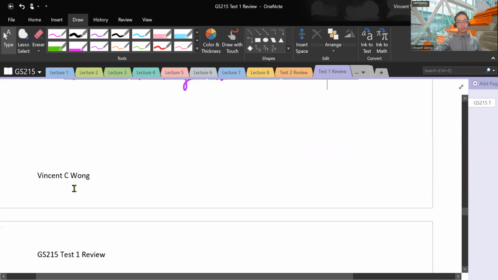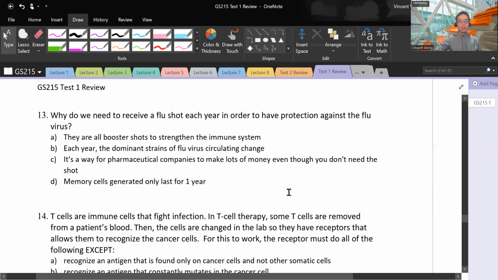All right, next question here. Why do we need to receive a flu shot each year in order to have protection against flu virus? Okay, let's go through the choices together. They are all booster shots to strengthen the immune system. Okay, so we talked about how the flu mutates every year. That's why we need to have new shots, right? So it's not about getting a booster.